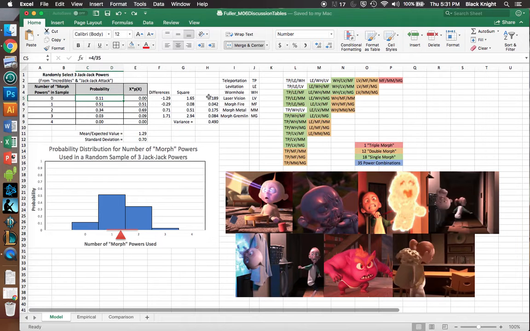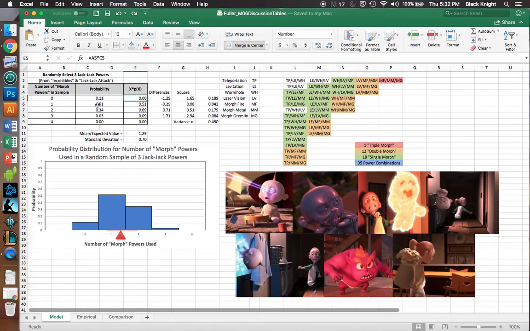I just did some basic division to calculate the probability of each one. So 4 over 35 for 0, 18 over 35 for 1, 12 over 35 for 2, and 1 over 35 for 3. Obviously there can't be 4, but I just wanted to even the graph out a little bit. It kept dropping this space in over here that I couldn't get rid of, so it just makes it look a little cleaner.